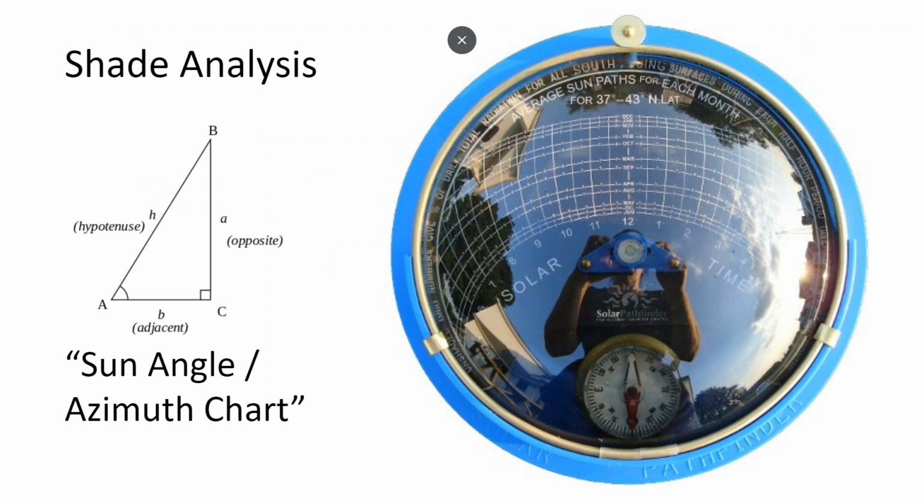The analog way to do it is to get a device. This is called a solar pathfinder. And what it is, it's a chart and a reflective dome. And the x-axis has hours of the day, and the y-axis has months of the year. And where these shadows fall onto the chart will tell you what hours of the day and what months of the year you get shadows exactly where you're standing.